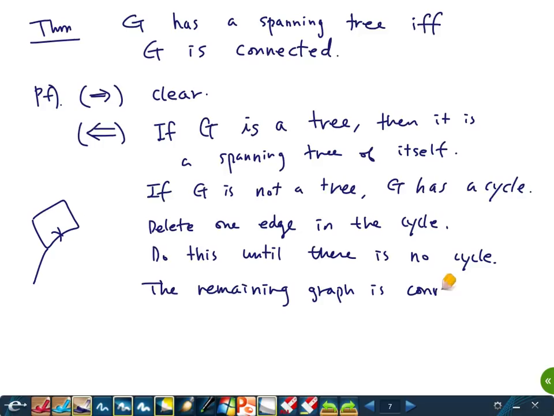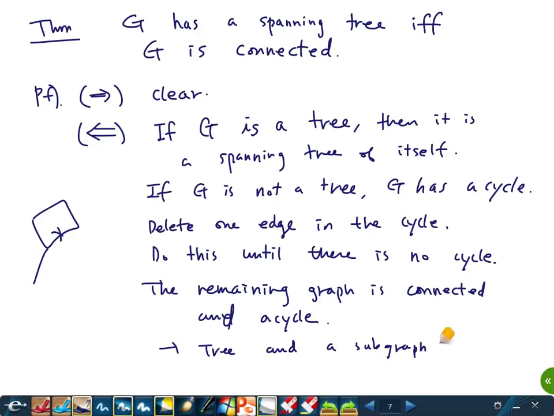Connected and acyclic, right? Because it's connected and it does not have any cycle. But is this graph a subgraph of G? So it's a tree. So it's a tree. And a subgraph.